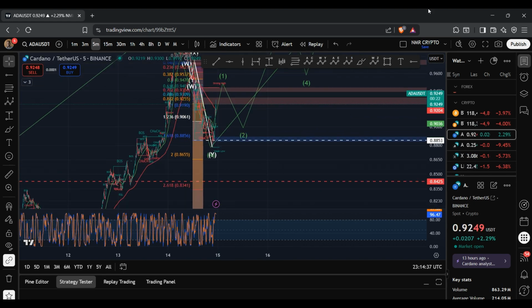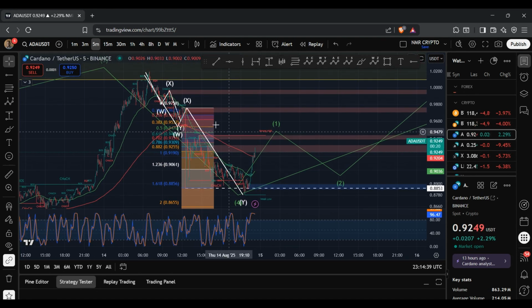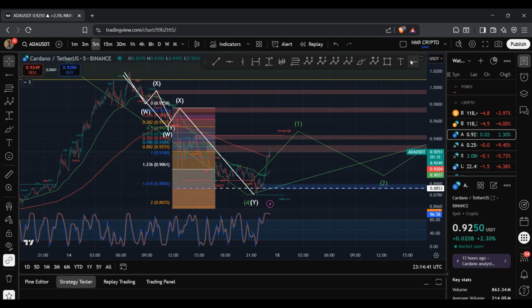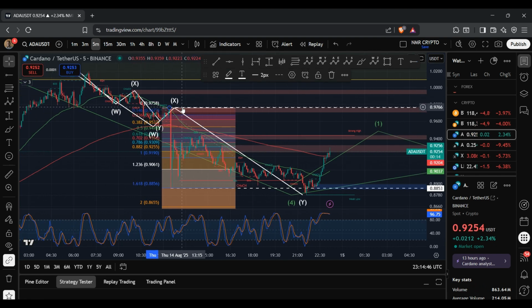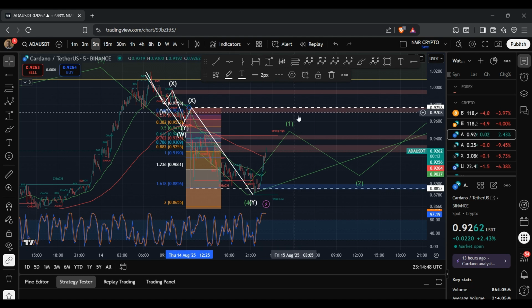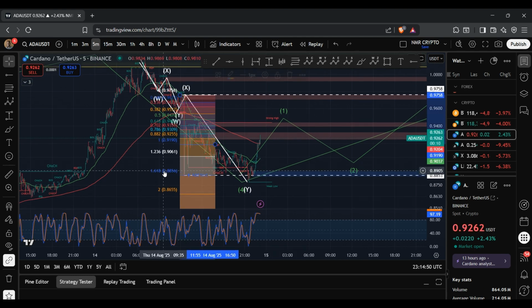If we end up exceeding this level here, which is the wave X, at 97.58 cents, then it's possible that we actually bottomed out this double XY structure, and then we can see that reversal to the upside.